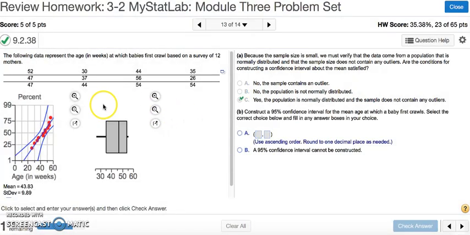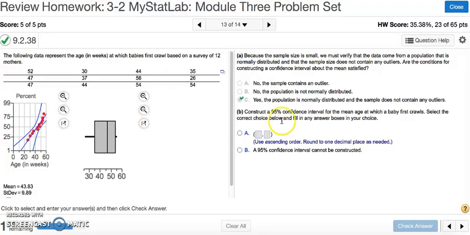All right, let's look at the next part. So the next part says, construct a 95% confidence interval for the mean age at which a baby first crawls. Select the correct choice below and fill in any answer boxes in your choice.